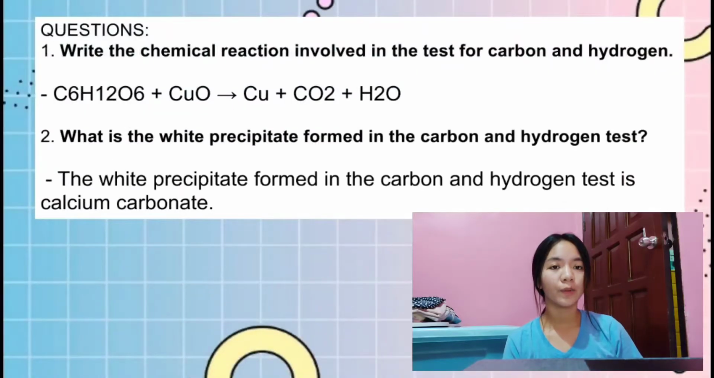For question number 1, write the chemical reaction involved in the test for carbon and hydrogen. Glucose plus copper oxide yields copper plus carbon dioxide plus water. Question number 2, what is the white precipitate formed in the carbon and hydrogen test? The white precipitate formed in the carbon and hydrogen test is calcium carbonate.